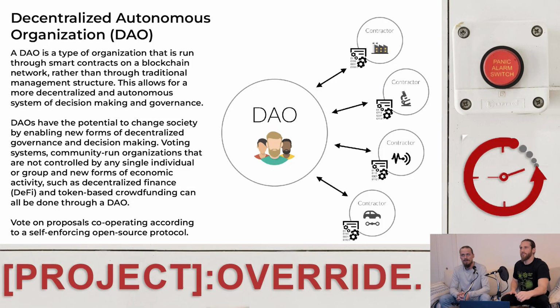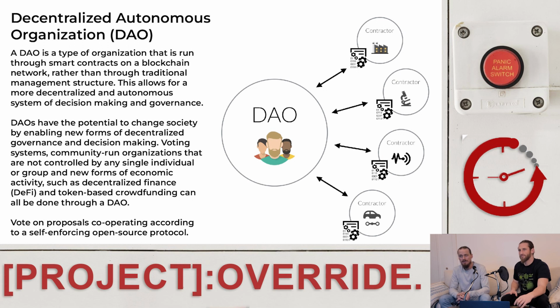Now we've come to one of our favorite subjects: the Decentralized Autonomous Organization. A DAO is an organization that is run through smart contracts on a blockchain network, rather than through a traditional management structure. This allows for a more decentralized and autonomous system of decision-making and governance.